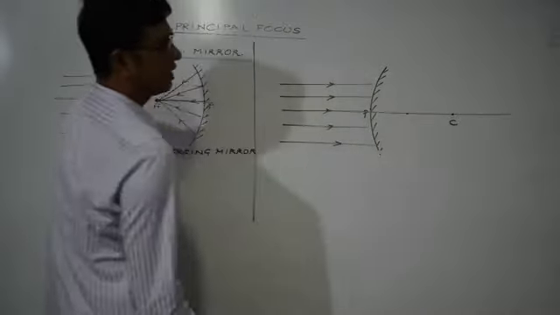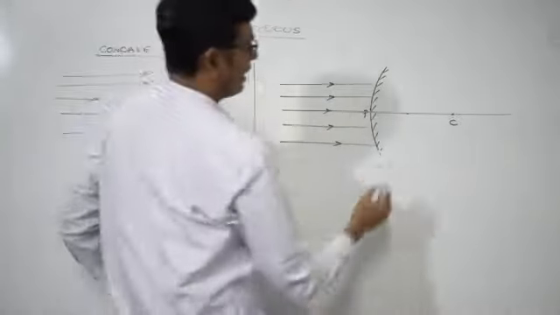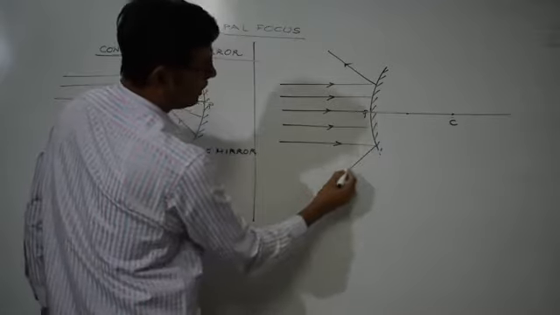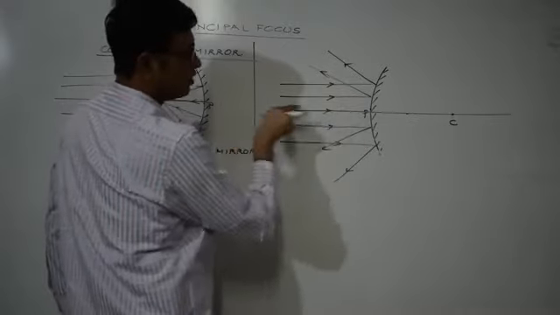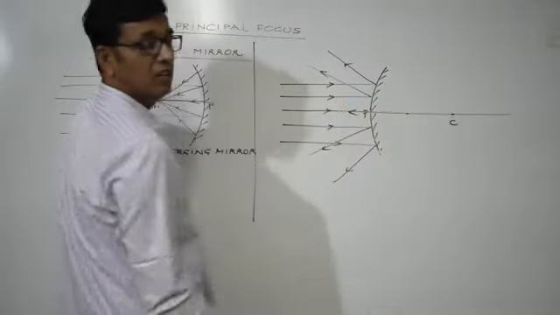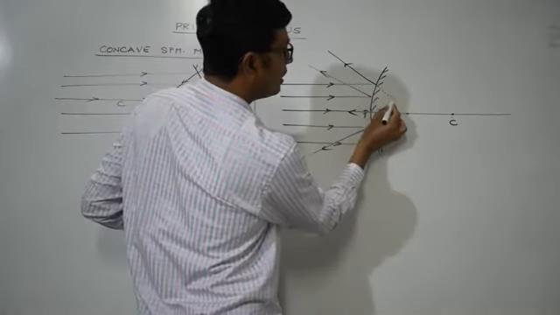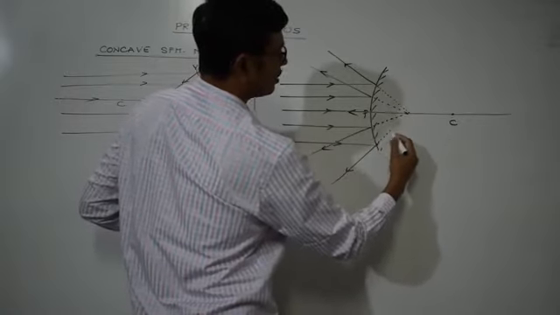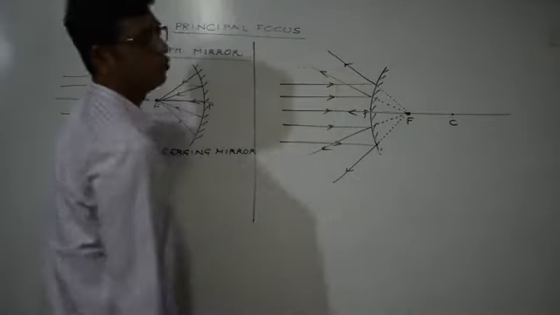In this case, the rays after suffering reflection will bounce back into the same medium, right? So the diagram would be somewhat like this. And this incident ray is coincident with the principal axis, so the angle of incidence is 0, so the angle of reflection will also be 0. So when you produce these rays in the backward direction, they all will appear to be coming from a particular point on the principal axis. Behind the mirror, it is to be represented by dotted lines. This point is known as the principal focus.